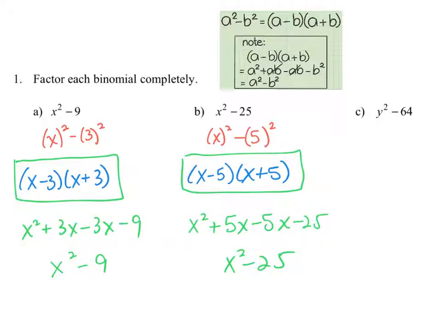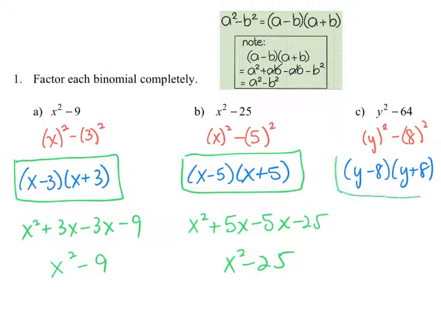Example C, we have y squared minus 64. So y is our first term that's squared, that's a perfect square, and 64 is the same thing as 8 to the second power. So this is a perfect square minus a perfect square. Our factors can be written as y minus 8 and y plus 8. We can check our answer using the FOIL steps, where it's the first, y squared, plus outer, inner, and last, plus 8y minus 8y minus 64, and simplify, we get y squared minus 64.